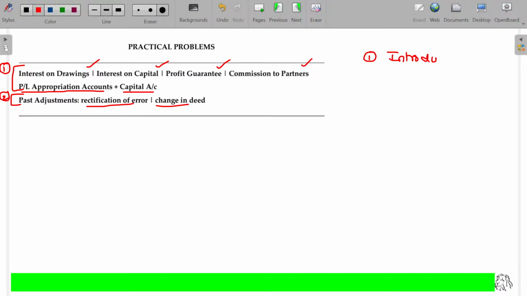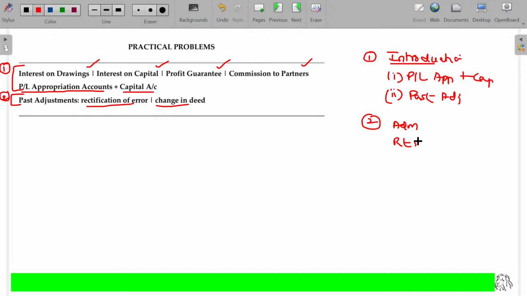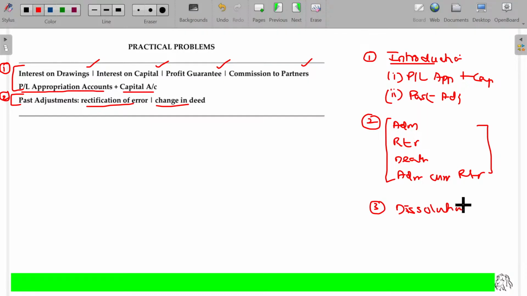This is the first set, named as introduction. In the introduction, we are going to study two aspects. One is P&L appropriation along with capital account, and the second block is all about past adjustments. Second will be admission, retirement, death, and admission cum retirement. Third block, dissolution, closing the partnership firm. So these are the three blocks we will try to finish first.